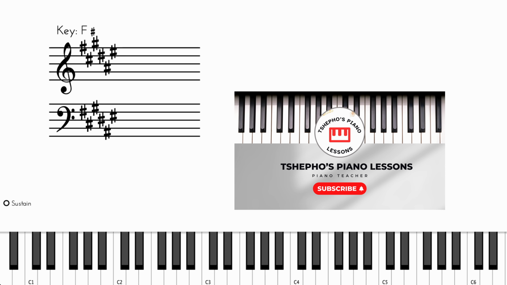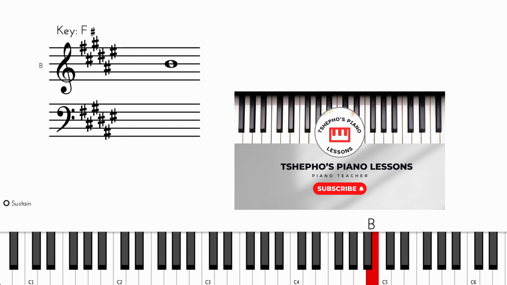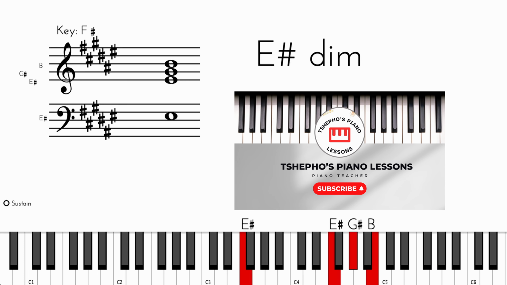For the inversions of number 7, the root chord is this one, and then the first inversion is this one. The second one is this. Again, the root chord, first inversion, and then the second inversion.